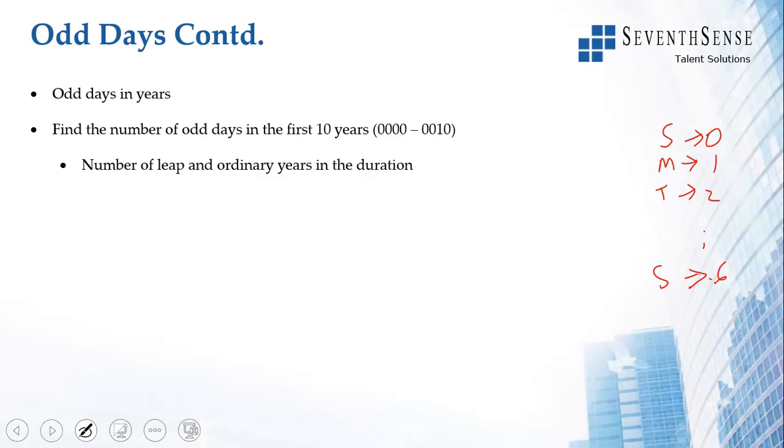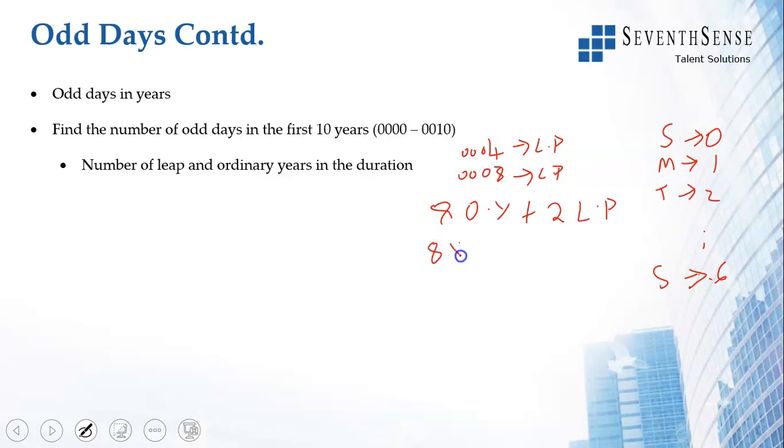Okay. So, which are the years which are leap? The years which are leap are 0004 and 0008. So they are leap, which means they have odd days of 2. If these two are the leap years, the other years are all ordinary years. So, we have 8 ordinary years plus 2 leap years between 0000 and 0010.